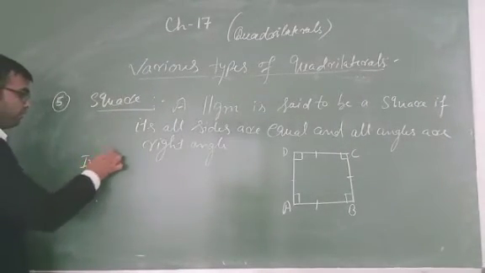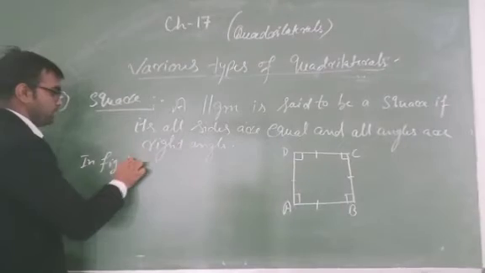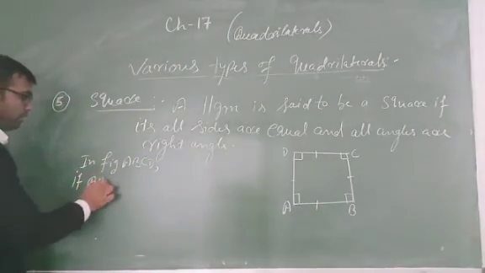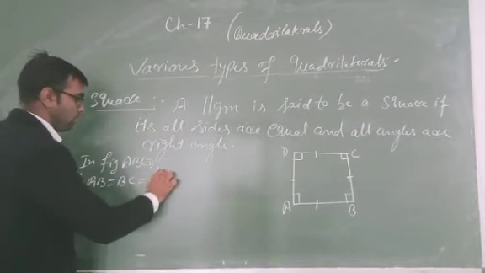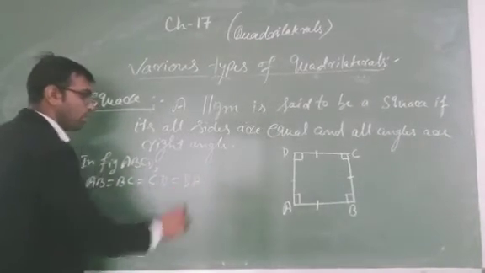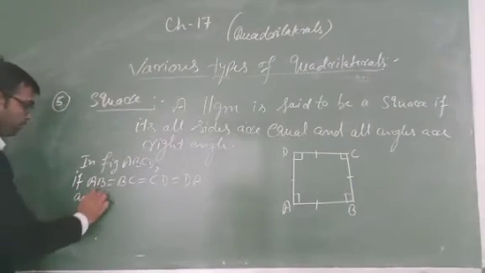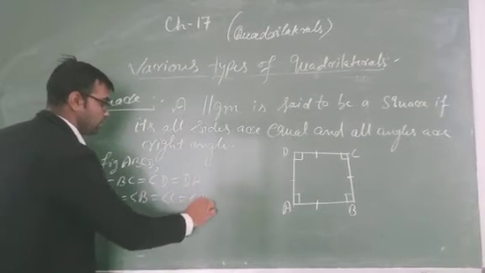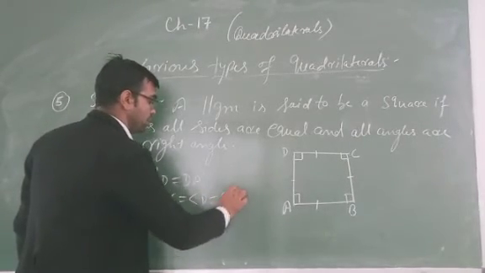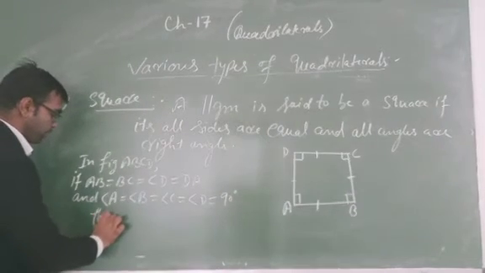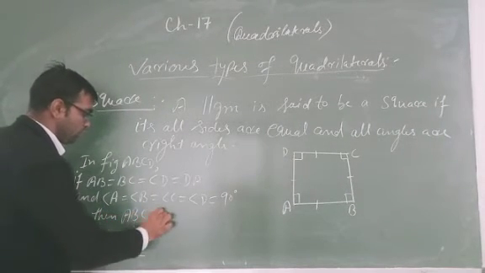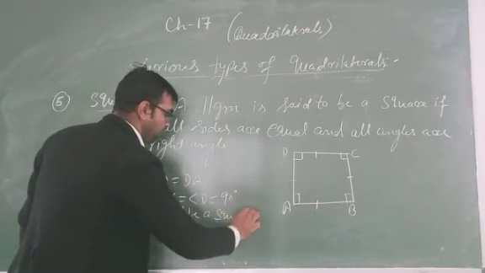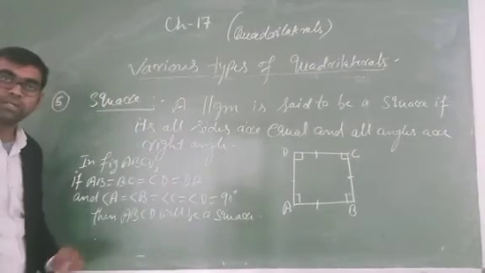So you can write: in figure ABCD, if AB is equal to BC is equal to CD is equal to DA, all sides are equal, and angle A is equal to angle B is equal to angle C is equal to angle D are right angles, then ABCD will be a square. Okay, this will be a square. I hope it is clear.